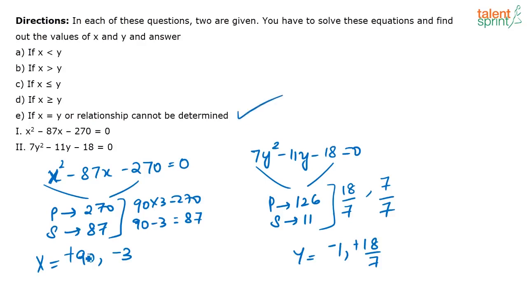If x is 90, then x is greater than everything else. But if y is 18 by 7 and x is minus 3, or if y is minus 1 and x is minus 3, then I can say that y is greater than x. So I am getting both, so the correct answer is option E. Good. Now let's look at the next question.